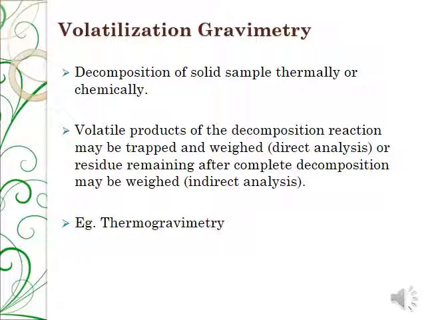Okay, the last part is volatilization gravimetry. This is the decomposition of a solid sample thermally or chemically. So volatile products of the decomposition reaction may be trapped and weighed, which is a direct analysis, or the residue remaining after the complete decomposition may be weighed, which is indirect analysis. What does this statement mean? Let's say you want to determine the moisture content of a food.